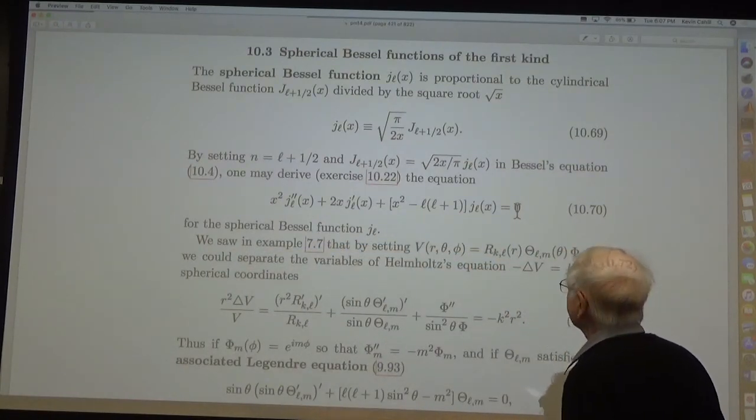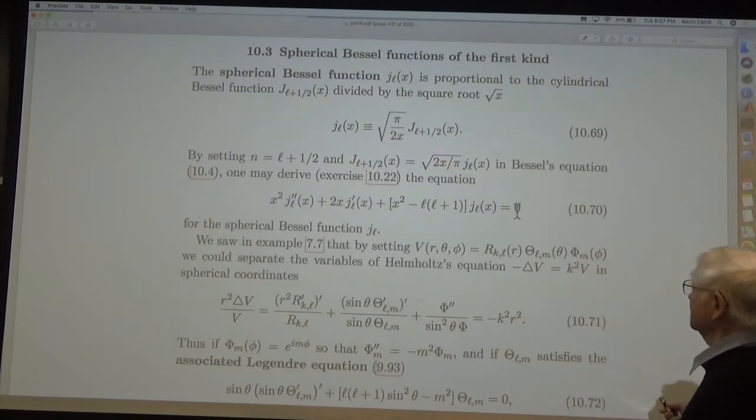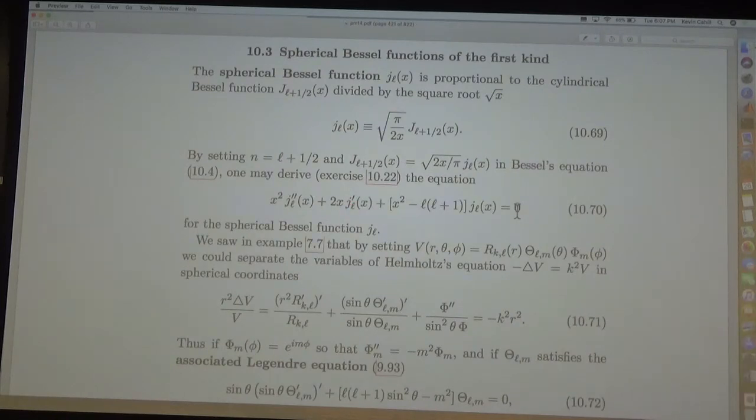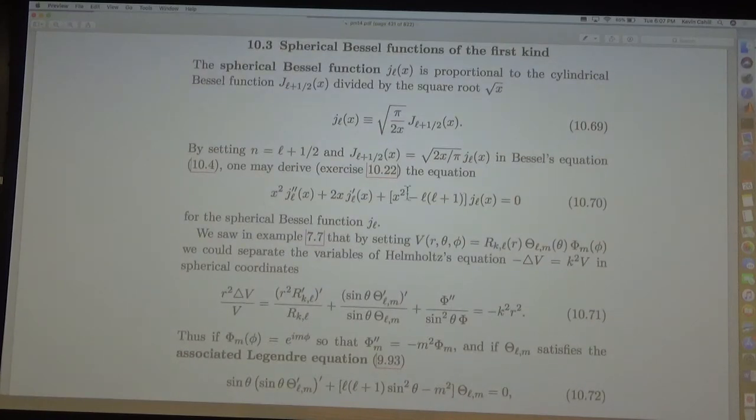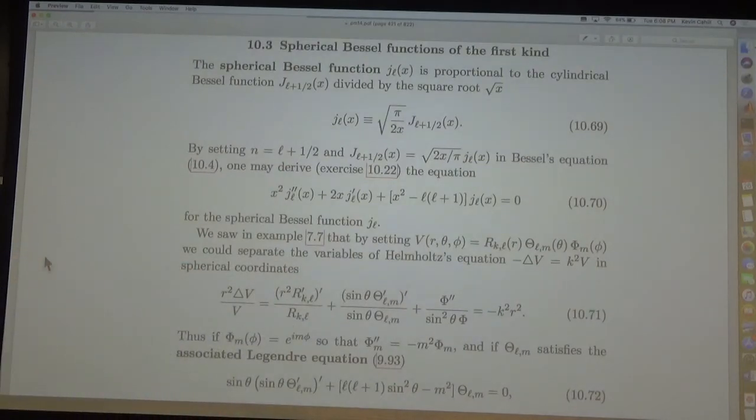J of L plus a half is square root of x times the spherical Bessel function. The spherical Bessel function satisfies this differential equation, the equation for a spherical Bessel function, and as we'll see in a moment, these are very simple functions compared to the cylindrical Bessel functions.